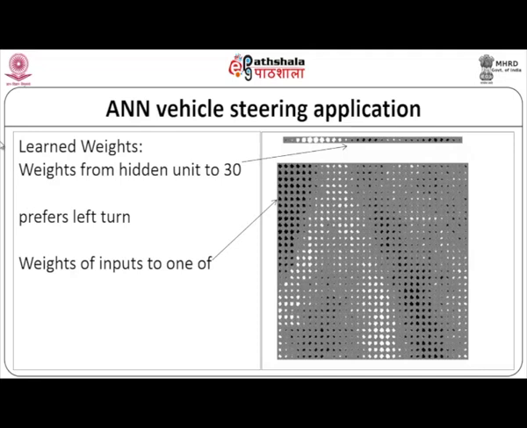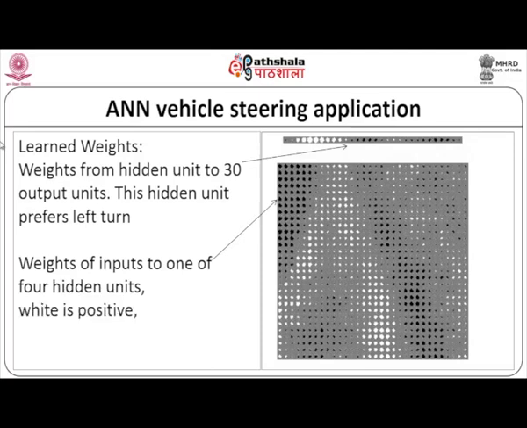Weights from the input units to one of the 4 hidden units: white is positive, you can see here, black is negative. Size indicates the weight magnitude. So, this is the application.